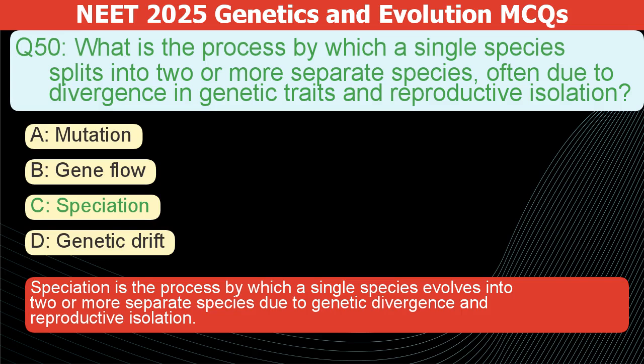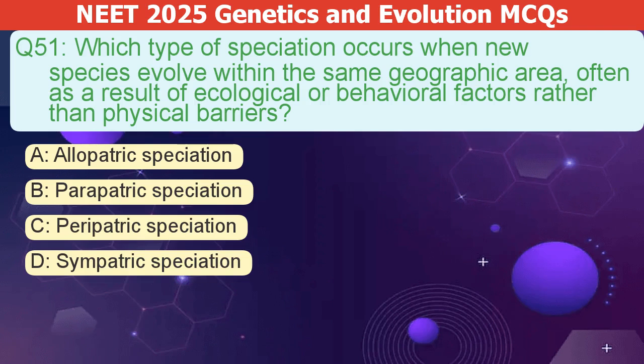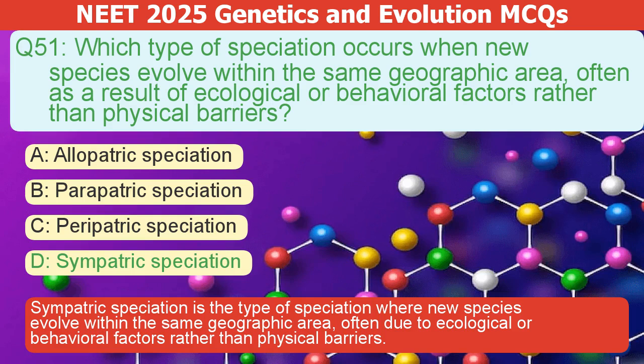Which type of speciation occurs when new species evolve within the same geographic area, often due to ecological or behavioral factors, rather than physical barriers? A. Allopatric speciation. B. Parapatric speciation. C. Peripatric speciation. D. Sympatric speciation. The correct answer is D. Sympatric speciation is the type of speciation where new species evolve within the same geographic area, often due to ecological or behavioral factors rather than physical barriers.